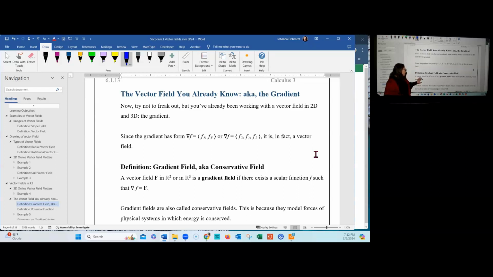We call a vector field in R2 or R3 a gradient field if there is a scalar function f such that the gradient of f is equal to the vector field. In other words, the partial derivatives themselves create the vector field.